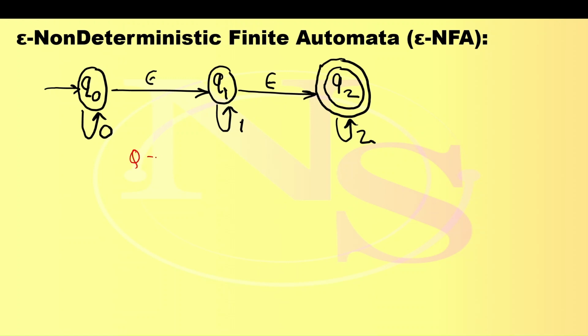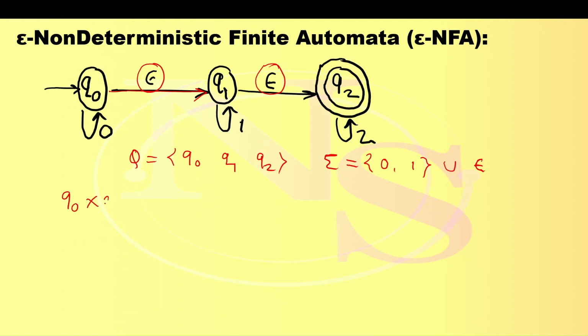Suppose here Q consists of q0, then q1 and then q2. What is sigma here? As usual, sigma consists of 0 as well as 1, and here epsilon is also part of the input set, because by reading epsilon q0 is moving to q1. So this epsilon is also part of this sigma input set. This is our epsilon. How can we define this? Let me explain that first of all.